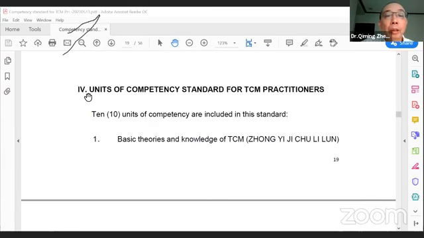The units of competency standard for TCM practitioners. We set up 10 units of competency that are included in this standard. As everybody understands, Chinese medicine is a holistic approach.